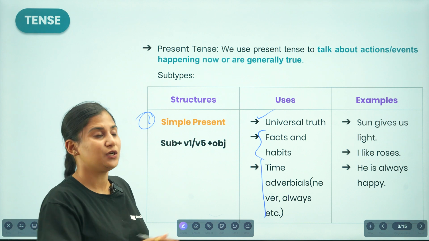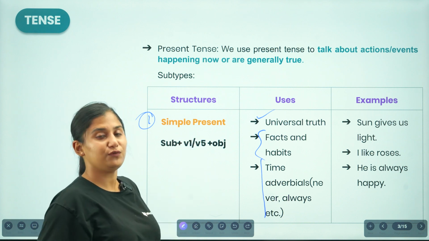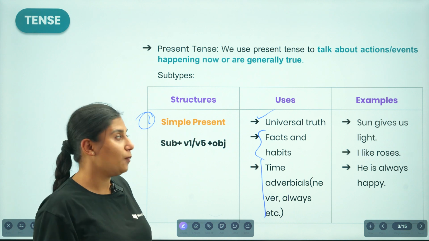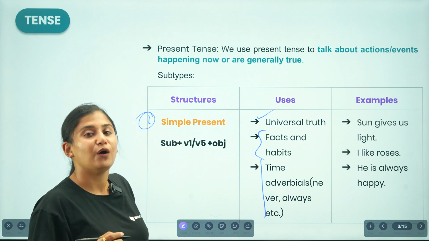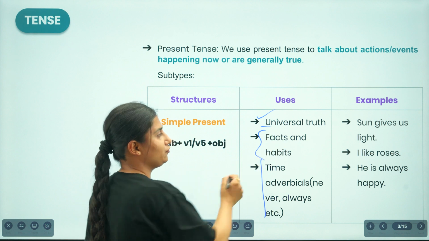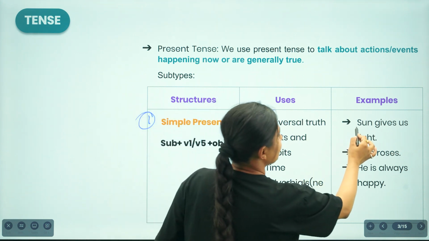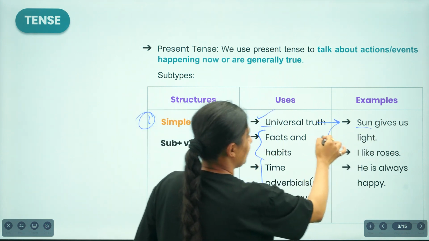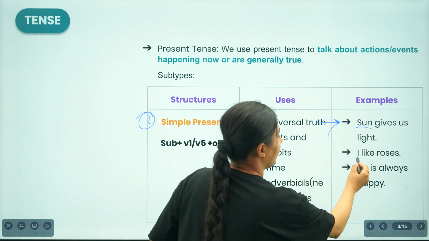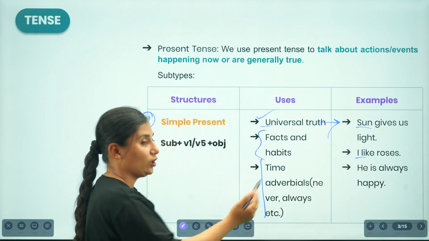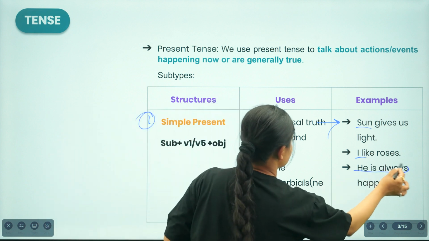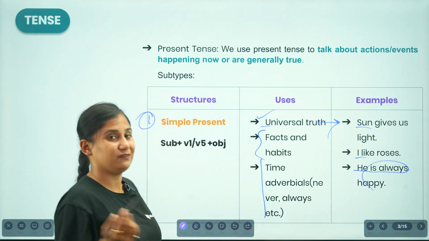Whenever we are presenting some idea in simple present form, we talk about our habits or facts or something that is universally true. For example, examples that connect to universal truth are: the sun gives us light, or I like roses, he is always happy as well. Or we can also write this statement as he is never happy or he is never sad.